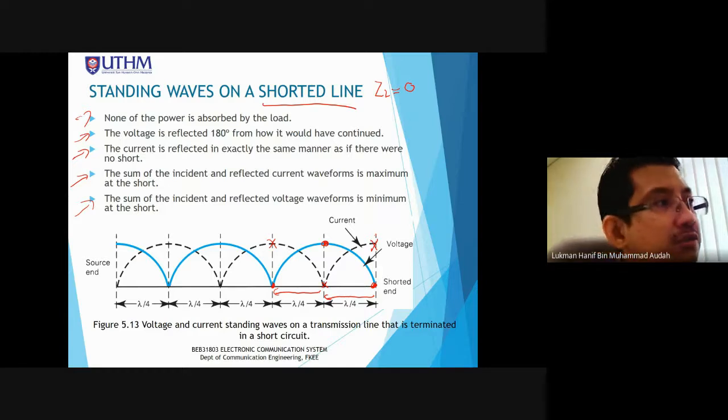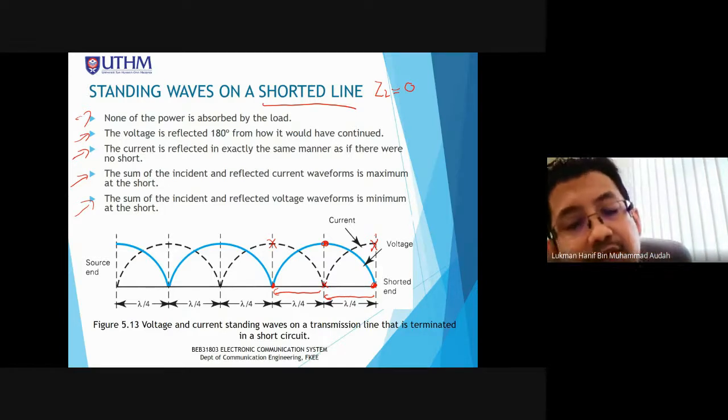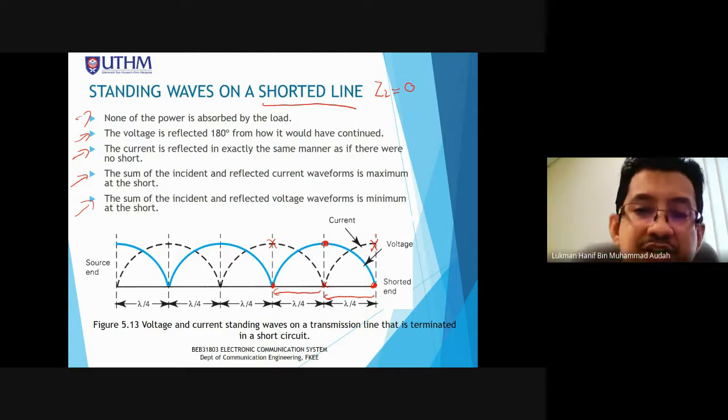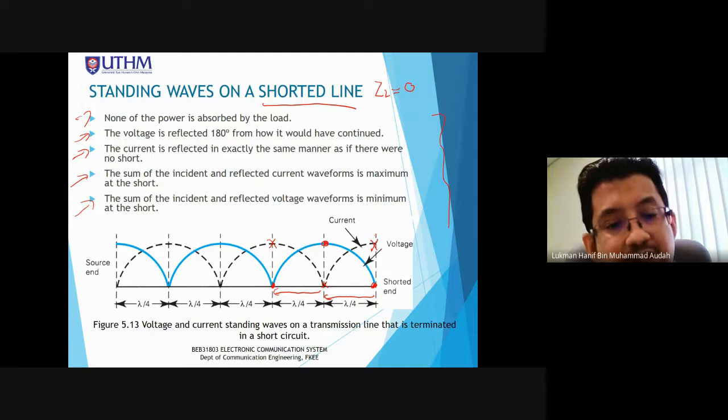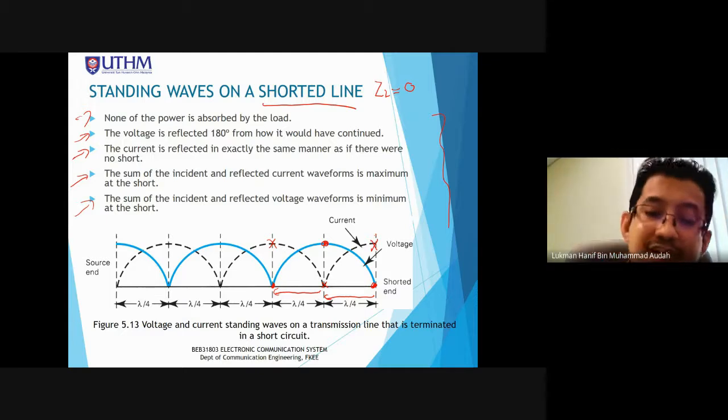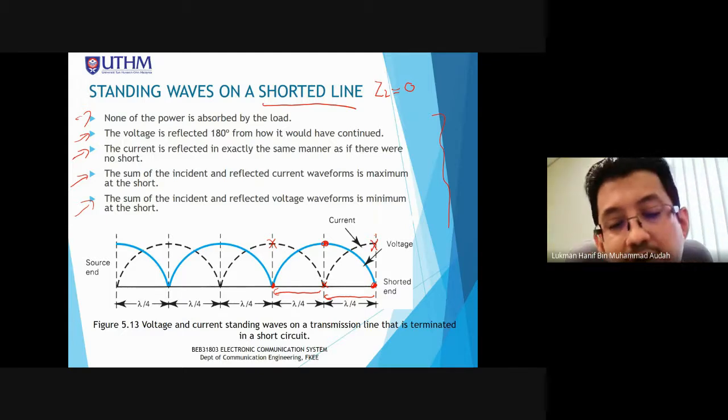Okay, untuk soalan exam yang lepas ditanya tentang explanations of this. Pernah ditanya. Okey, salah satu shorted ataupun open line pernah ditanya. Ini soalan favorite yang pernah ditanya beberapa kali dalam final exam.